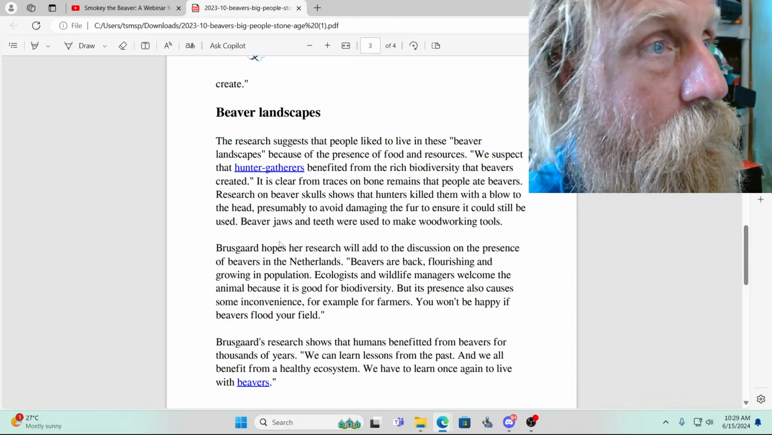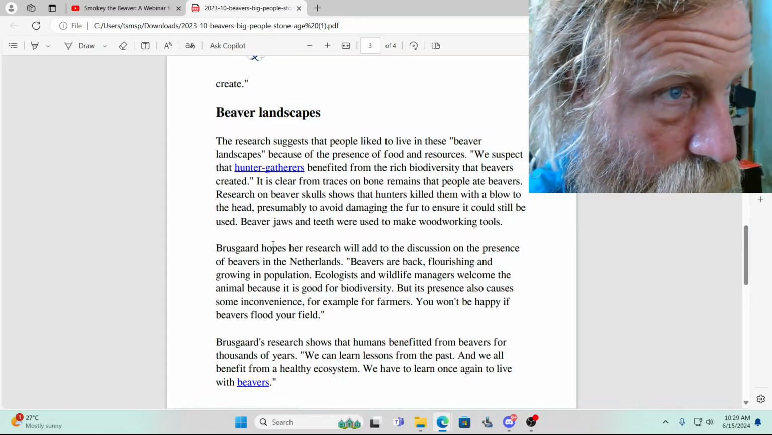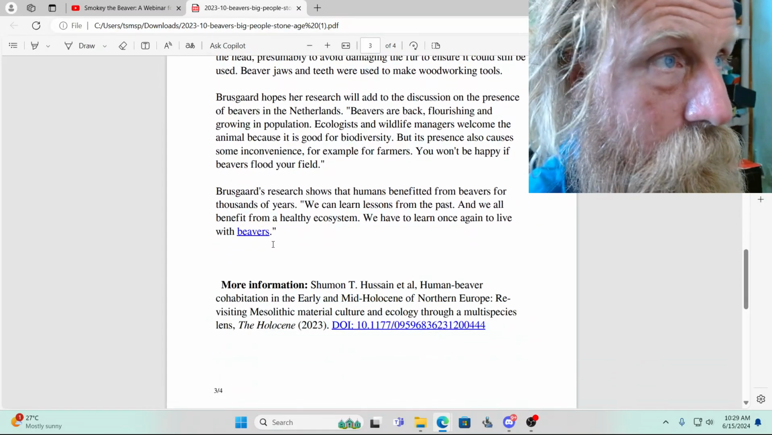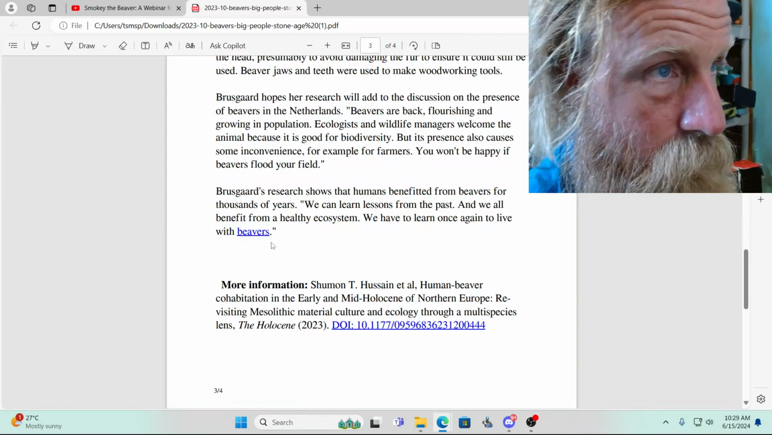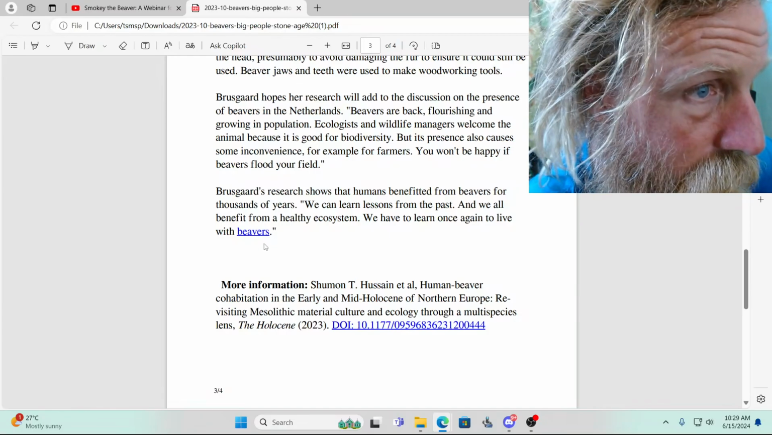Woodworking tools. For thousands of years, there was human-beaver cohabitation in an environment.